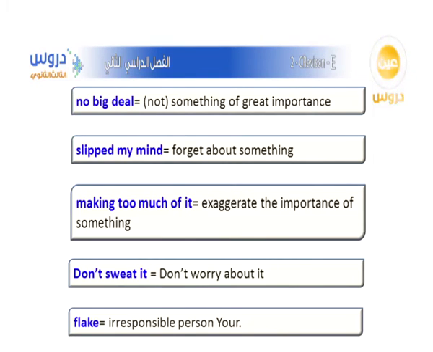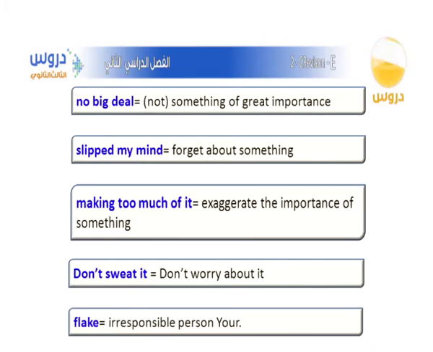The first one is no big deal. That means it's not really important. When I tell you that, okay, you didn't come to the party that I invited you to, and I was really mad, and then I told Jessica it's not a big deal or no big deal, that means that's totally fine. It slipped my mind means you forgot. Why didn't you come to the party? And you tell me, okay, sorry, it slipped my mind. That means you forgot.